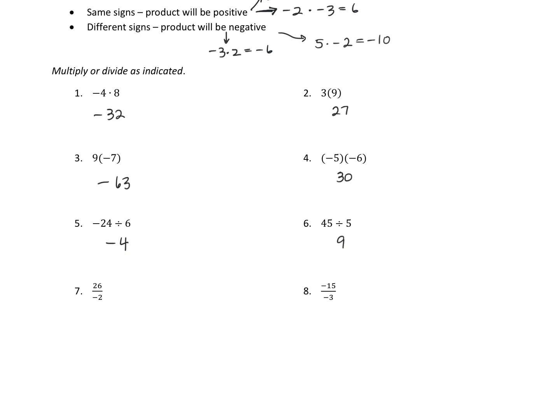And number 7, 26 divided by -2. Since they're different signs, the quotient will be negative, and 26 divided by 2 is 13, so -13. And last, in number 8, we have a -15 divided by -3. Two negatives will make a positive when dividing, so the quotient will be a +5.